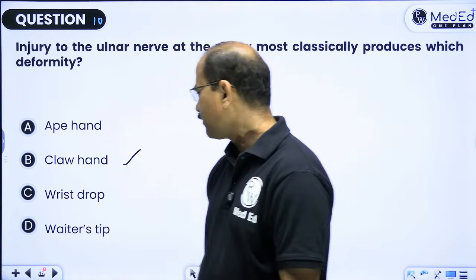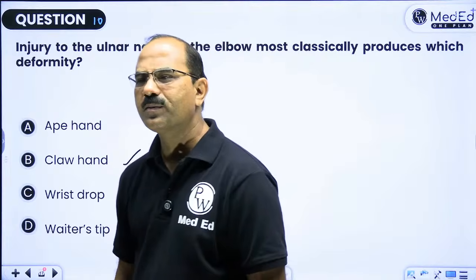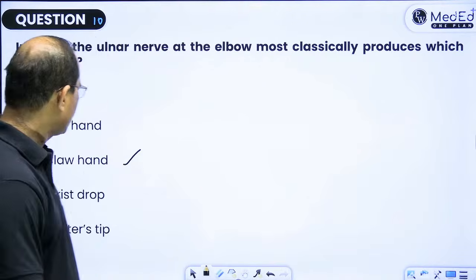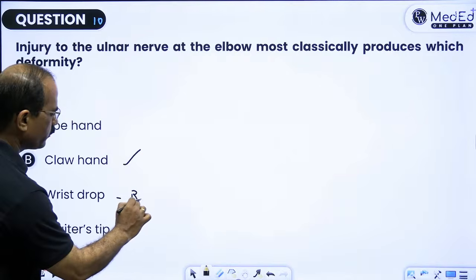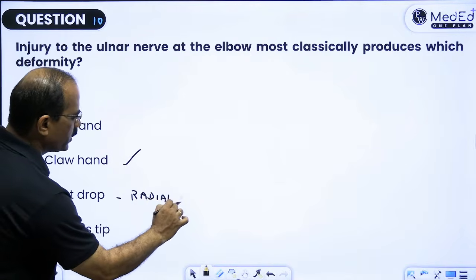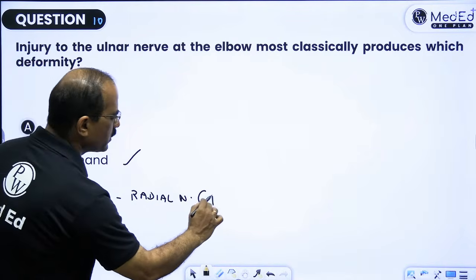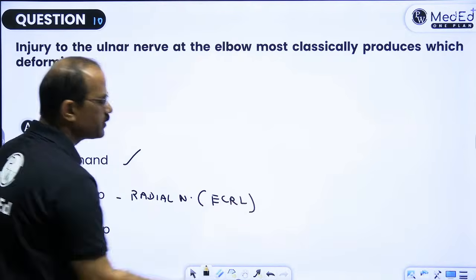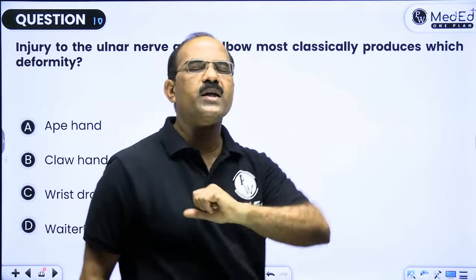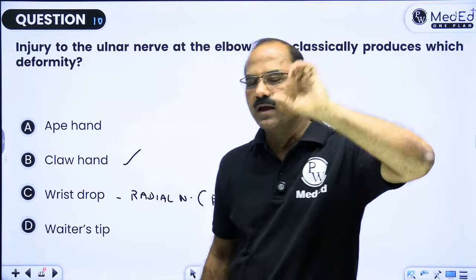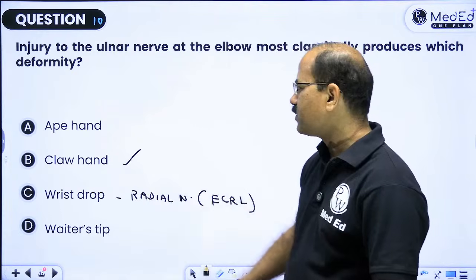C नहीं है बच्चे. Wrist drop नहीं है. Wrist drop is due to radial nerve injury. Radial nerve की injury से wrist drop होता है. The muscle is ECRL. Extensor carpi radialis longus का paralysis होता है. You get a wrist drop. ठीक है.